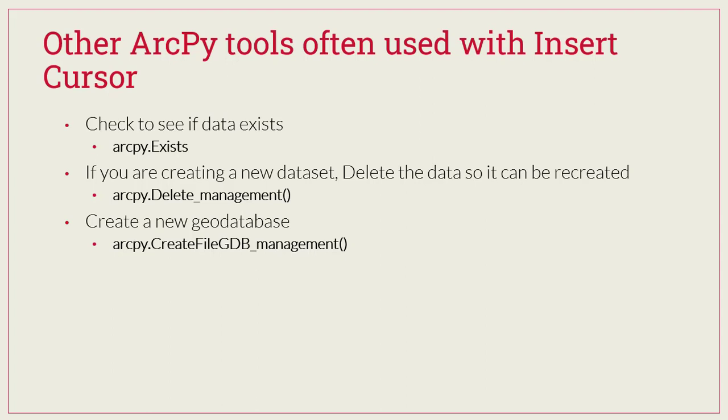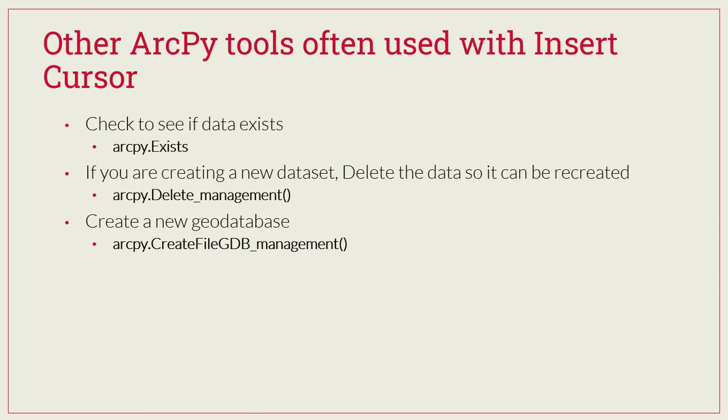You're often going to see a check to see if data exists, specifically if you're working in the geodatabase model. Because if you're working in the geodatabase model, your overwrite output, while it will allow you to overwrite individual feature classes, it does not work on the full geodatabase itself.